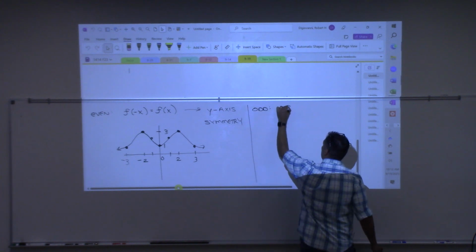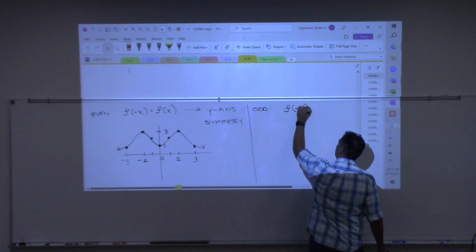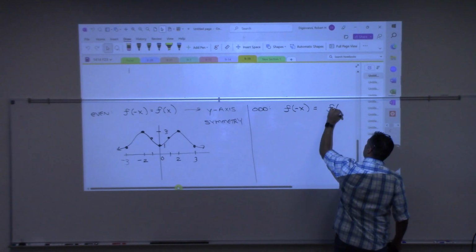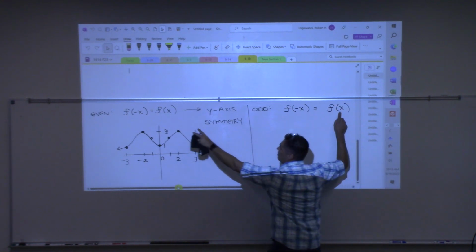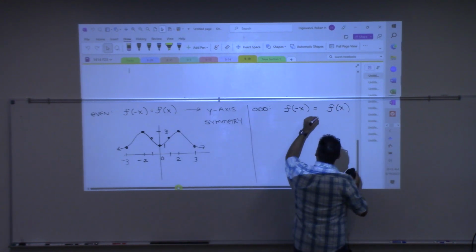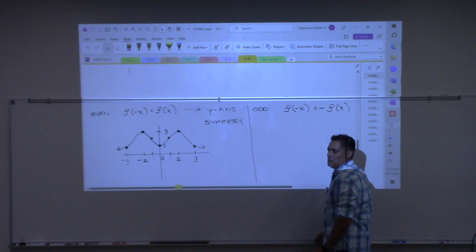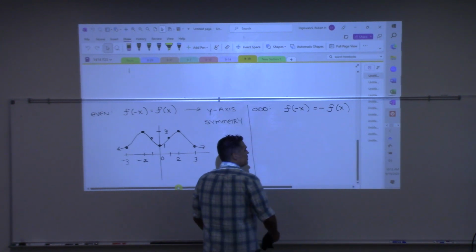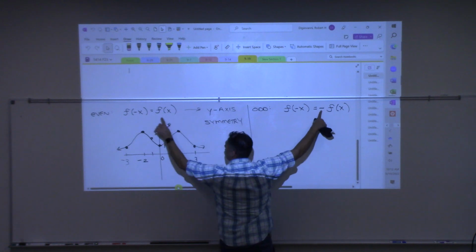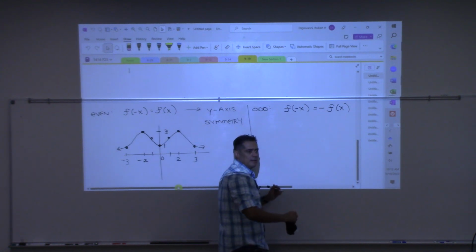Here's what it says. When you plug in a negative, you don't get the same thing as the original function. What you get is the opposite. Okay? So let's see if I can explain this visually. See the big difference here? This one didn't have a minus, this one does, right?